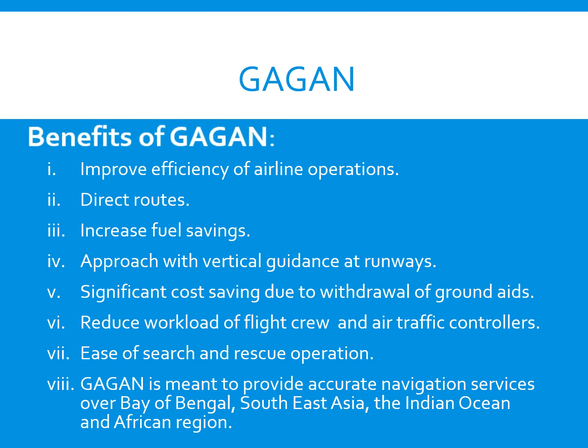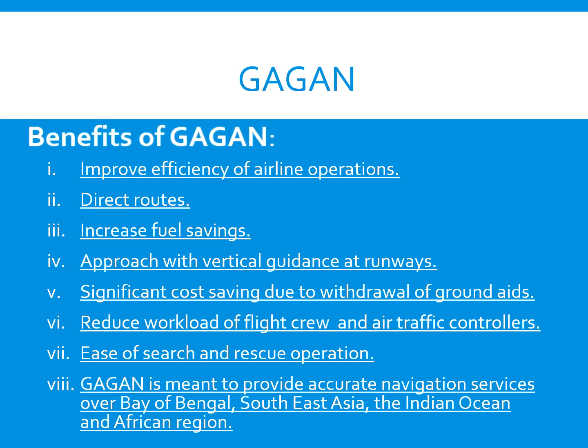Benefits of GAGAN: improve efficiency of airline operations, direct routes, increase fuel savings, approach with vertical guidance at runways, significant cost saving due to withdrawal of ground aids, reduce workload of flight crew and air traffic controllers, ease of search and rescue operation. GAGAN is meant to provide accurate navigation services over Bay of Bengal, Southeast Asia, the Indian Ocean, and African region.